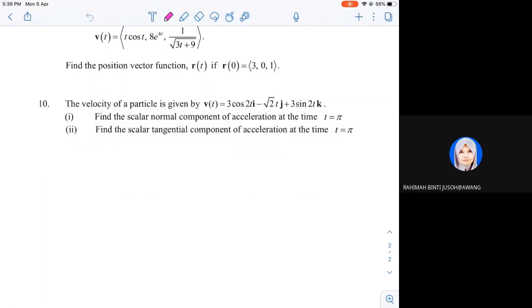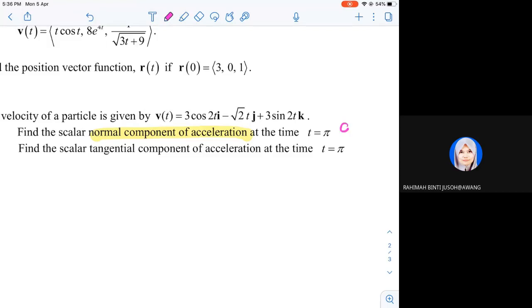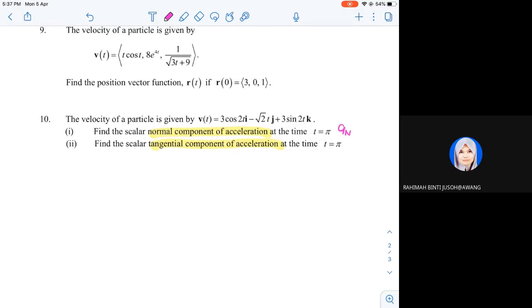Okay, last question. This question asks us to find the normal component of acceleration, meaning a_N. This is a_N. And then secondly, we need to find the tangential component of acceleration, meaning a_T. Okay, so let's solve this question. This is question number 10.